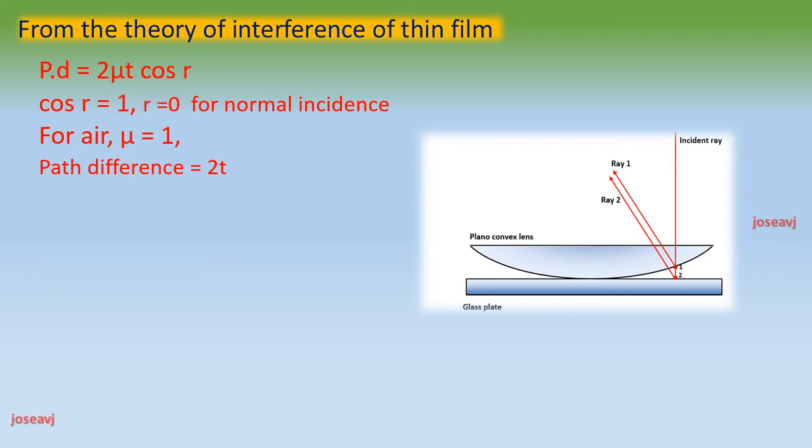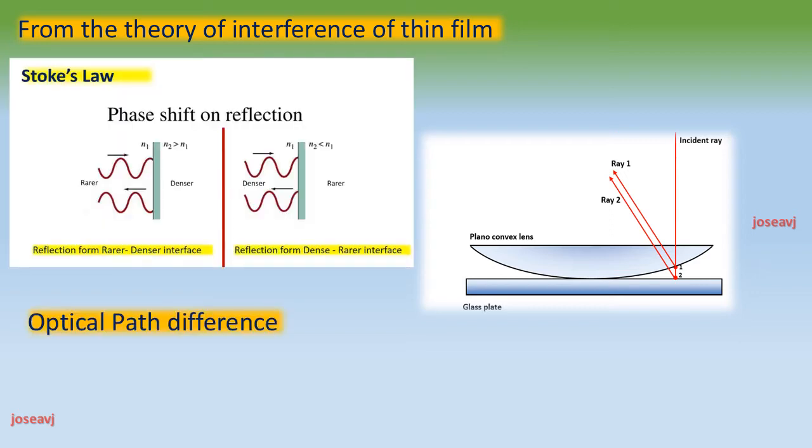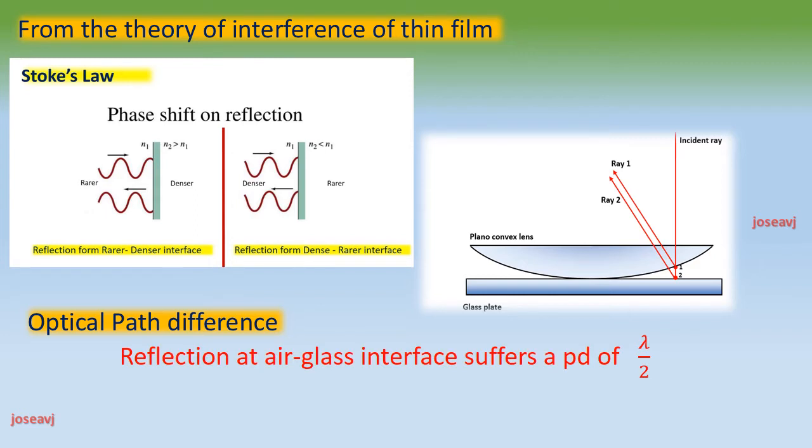But when you observe the reflecting boundaries, the first reflecting boundary is a denser to rarer interface, and the second reflecting boundary is a rarer to denser interface. If light is reflecting from a rarer to denser interface, the reflected light will suffer a path change or phase change. So the reflection at the air glass interface is accompanied with a path change of lambda by 2.